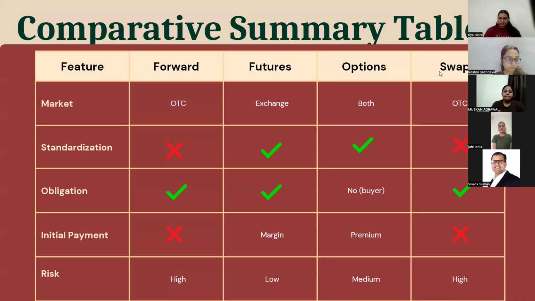And third is option. It provides a right but not an obligation to the buyer. Only the seller is obligated to fulfill the contract. Buyer pays a premium upfront. Swaps: an agreement to exchange cash flows, for example fixed for floating interest rate, a private and customized contract, and similar to the forward in terms of risk and payment structure. Next slide.